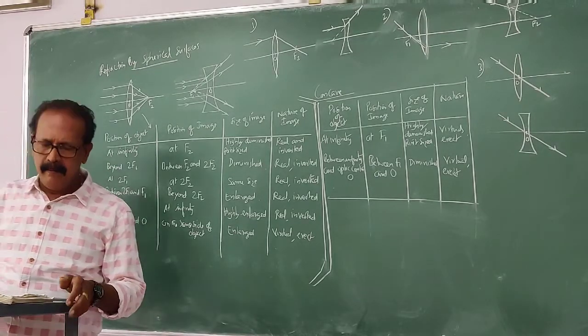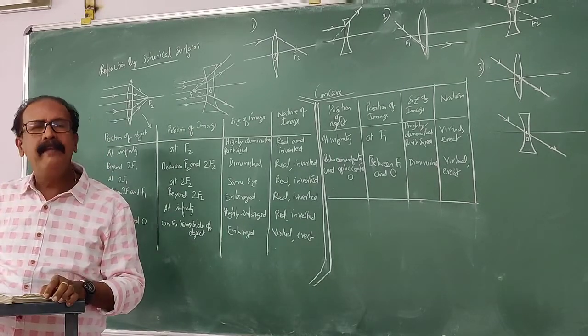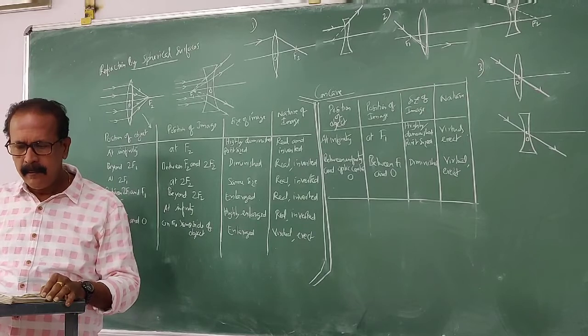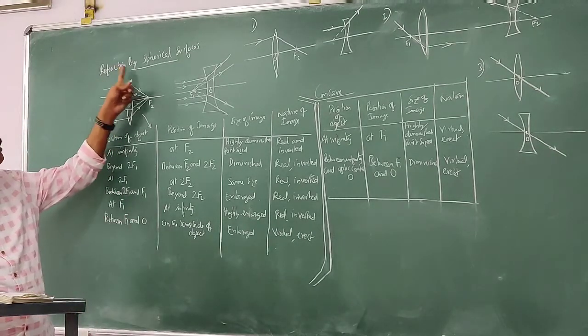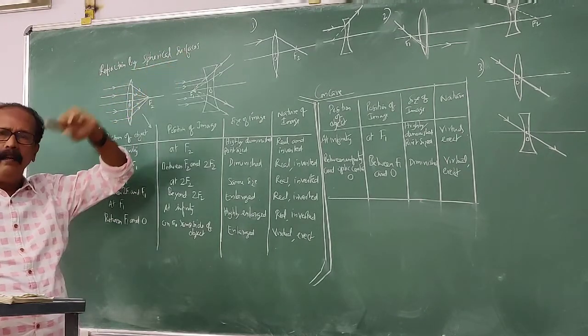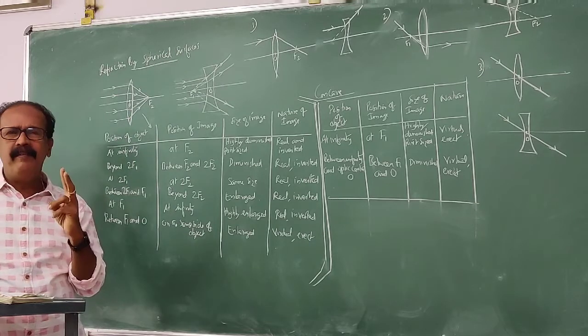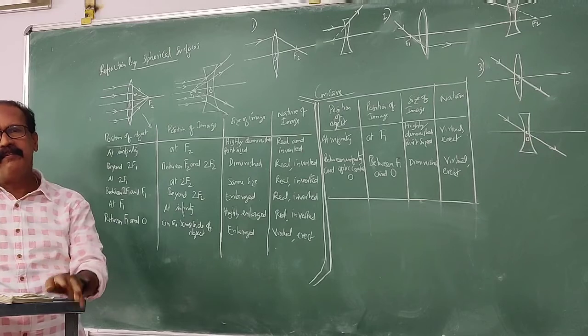In the previous class, we studied refraction and Snell's law in detail. Now we study refraction through spherical lenses, refraction by spherical surfaces. And here we study two kinds of lenses, mainly the convex lens and the concave lens.